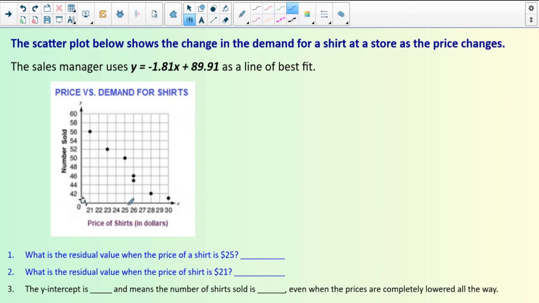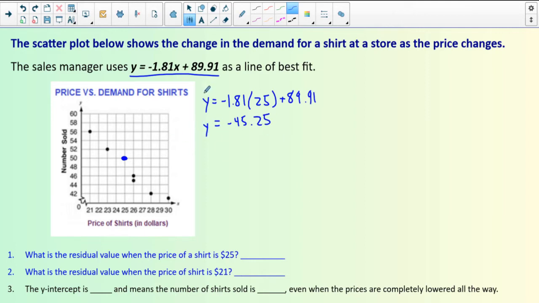So here's $25. It looks like for $25, the demand was 50. We sold 50 shirts when the price was 25. So let's see what that means. First, let's figure out what we predicted. Using the line of regression, this was negative 1.81 times the x value, 25, plus 89.91. Using PEMDAS, we multiply first. That gives me negative 45.25.